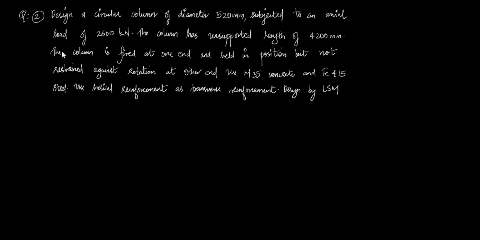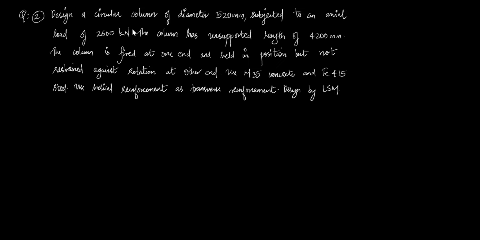So you can see the question. Design a circular column of diameter 520 mm subjected to an axial load of 2600 kilonewton. The column has an unsupported length of 4200 millimeter. The column is fixed at one end and is held in position but not restrained against rotation at the other end. Use M35 concrete and Fe 415 steel. Use helical reinforcement as transverse reinforcement. Design by limit state method.